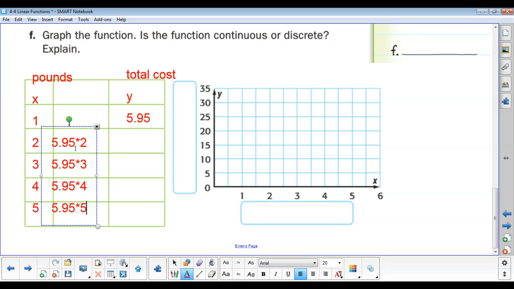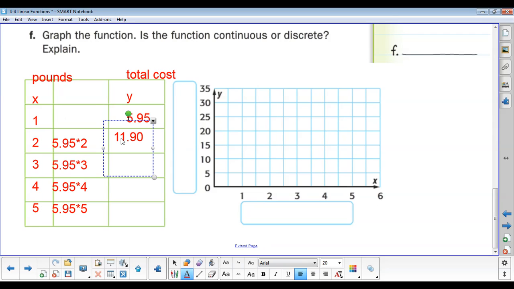Not only does this help us fill out our table, but hopefully it helps us see what our pattern is. So let me just go ahead and fill out this part of my table. We have 11.90, 17.85, 23.80, and 29.75.